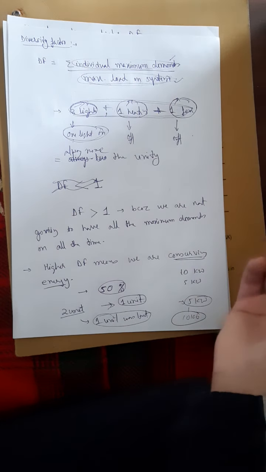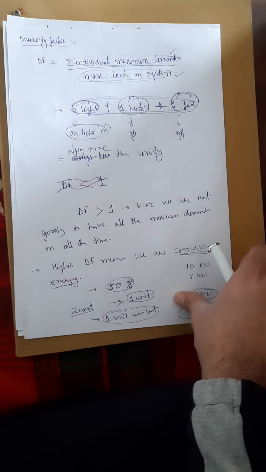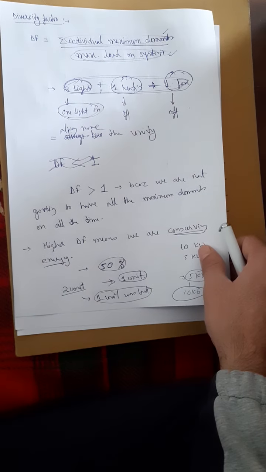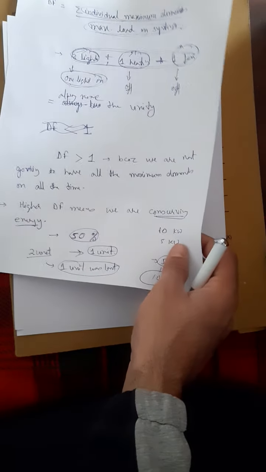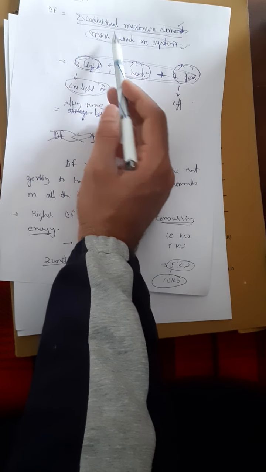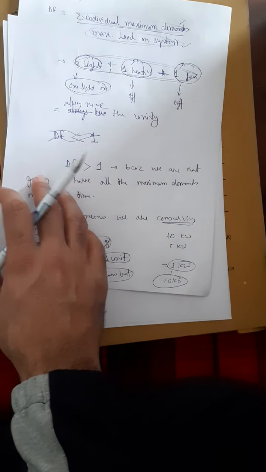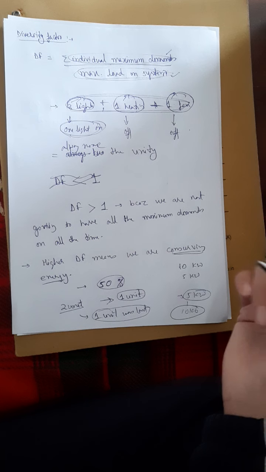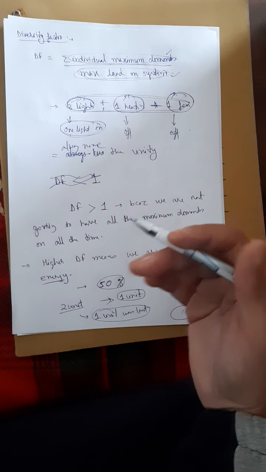I explained this with the help of an example where I said I have three lights, one heating element and one fan in a room. I told you that diversity factor should be high. If diversity factor is high, it means the numerator is more than the denominator. That means we are conserving energy, we are only turning on the necessary equipment which is required.